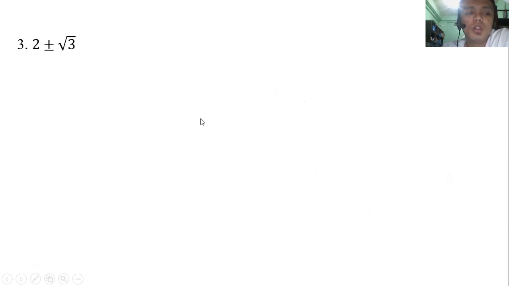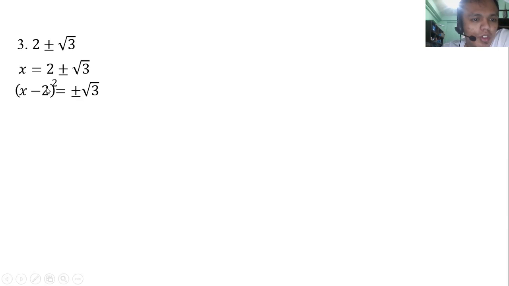What about if the given root is a complex number, just like this one? We have 2 plus or minus the square root of 3. Since these are roots, we have x equal to 2 plus or minus the square root of 3, because it is the value of x. Now, what are we going to do here is to transpose 2 to the other side, it is negative 2, so x minus 2 equal to plus or minus the square root of 3. If we separate them, one is positive, one is negative.